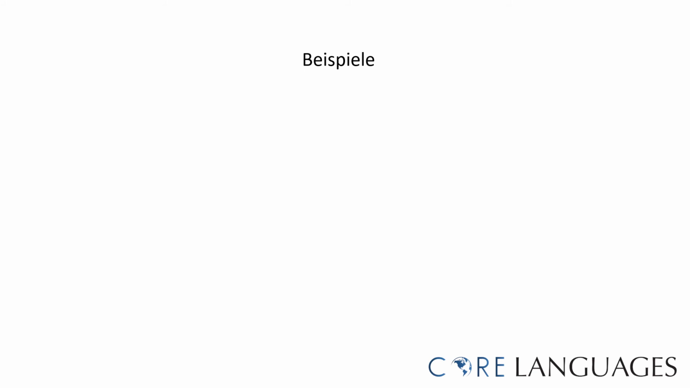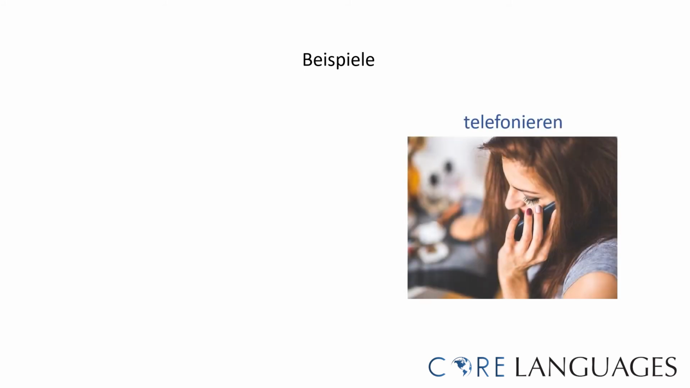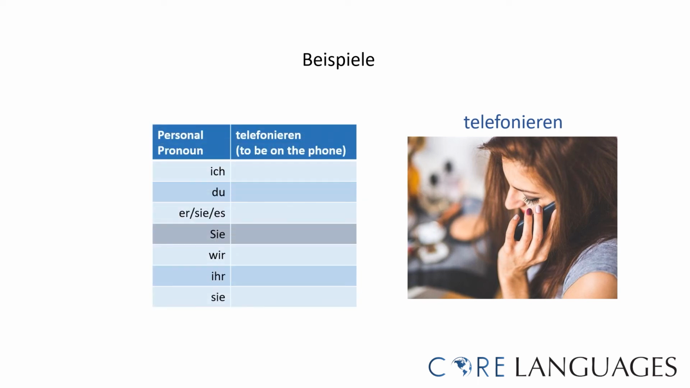Here is an example of a verb that ends in ieren, I-E-R-E-N. Telefonieren, which means to be on the phone. Ich telefoniere, du telefonierst, er, sie, es telefoniert, sie telefonieren, wir telefonieren, ihr telefoniert, sie telefonieren. The conjugation for verbs ending on ieren is regular.